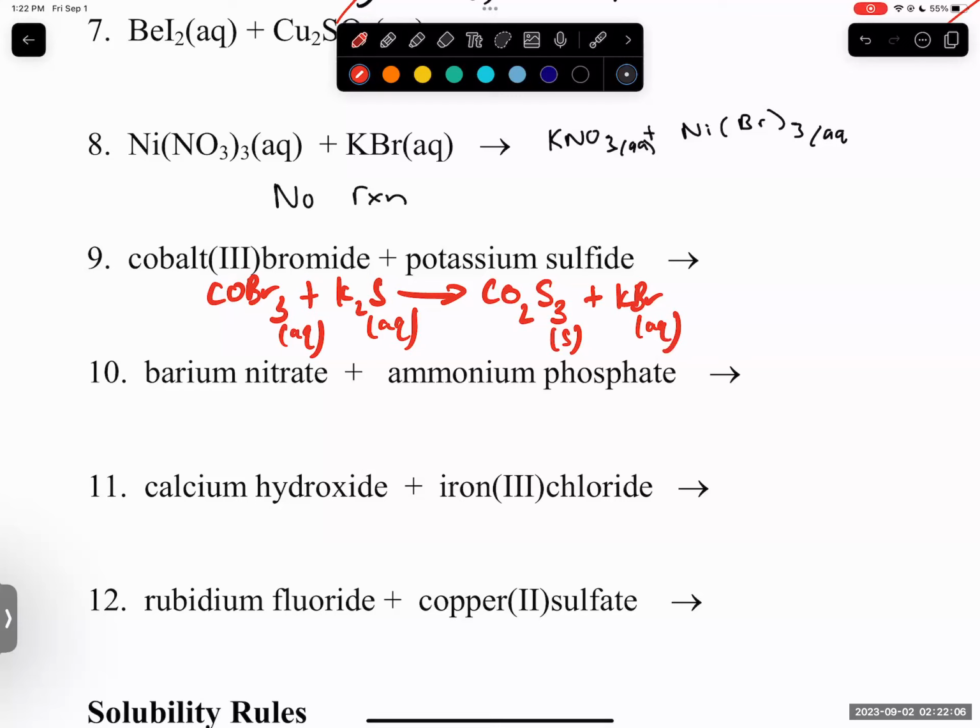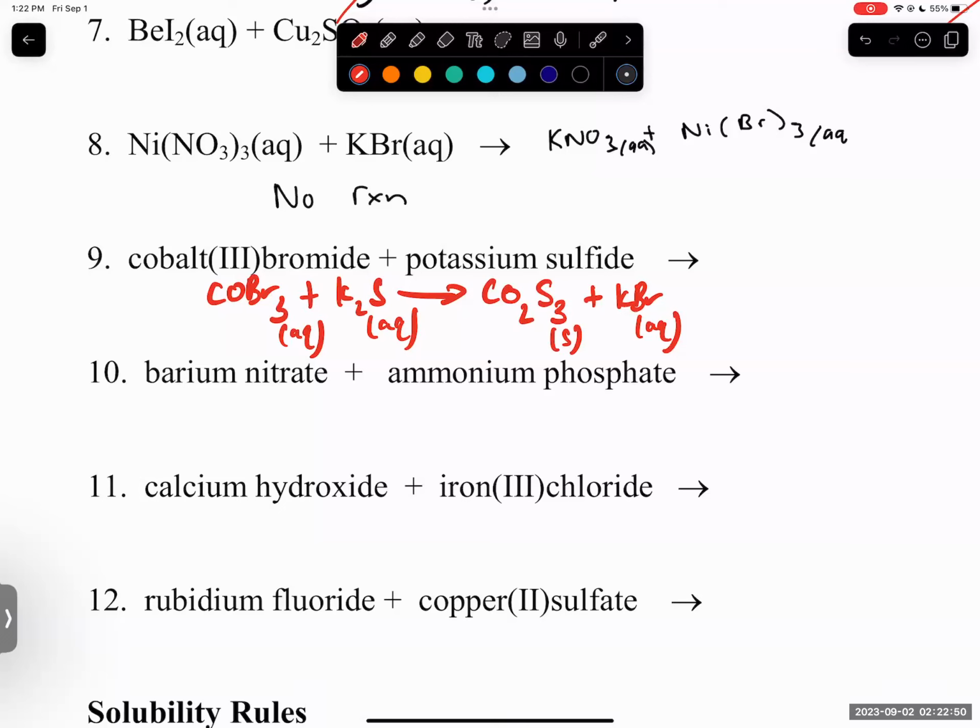Question for you. Why is cobalt 3 sulfide my solid? Or what about the S specifically? What about this? Is the S normally soluble or insoluble? It is insoluble. Is cobalt one of your exceptions? No, so that's why it would stay as is, as a solid.